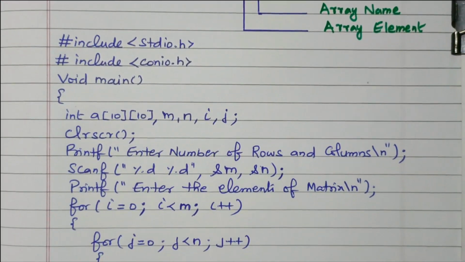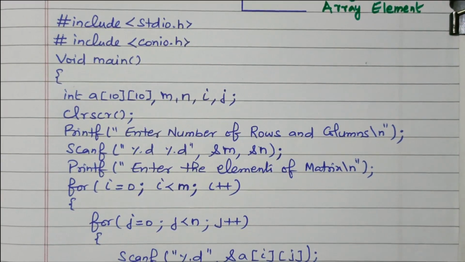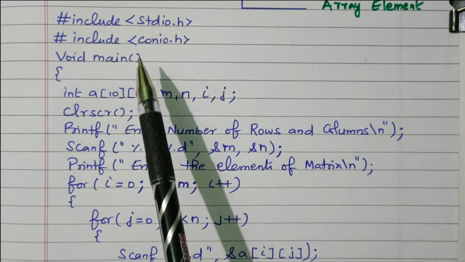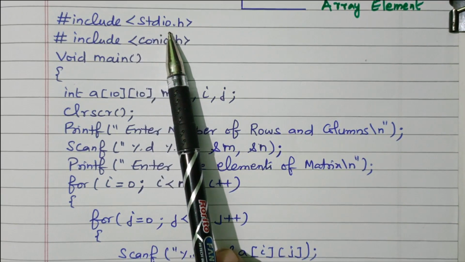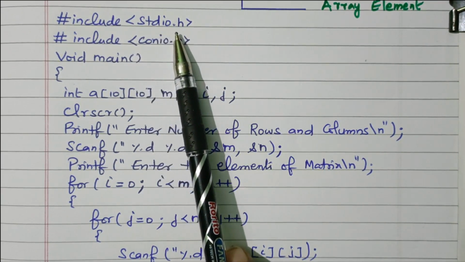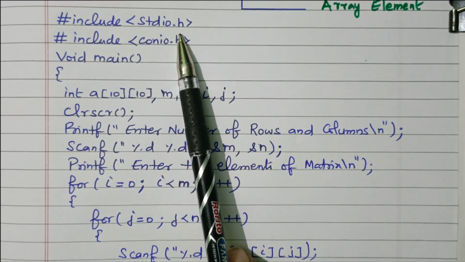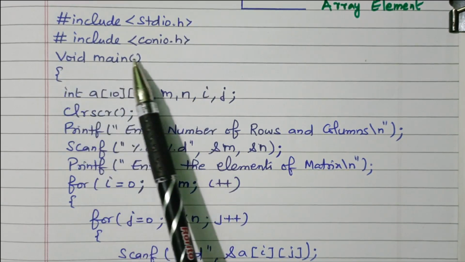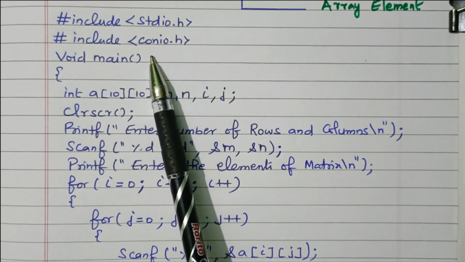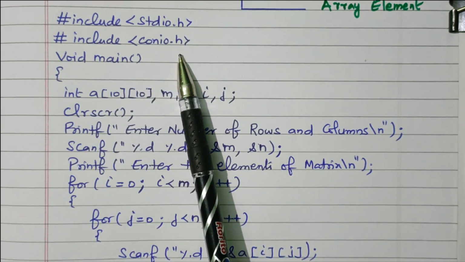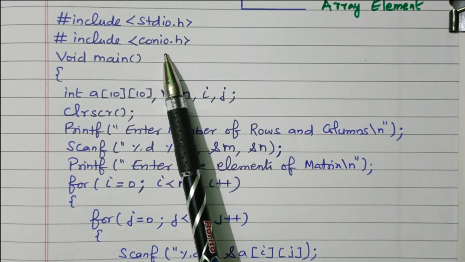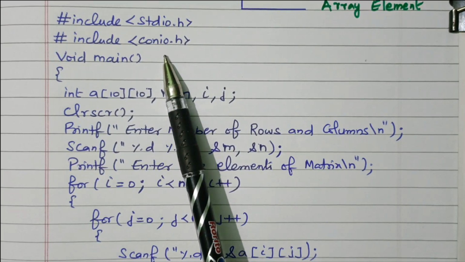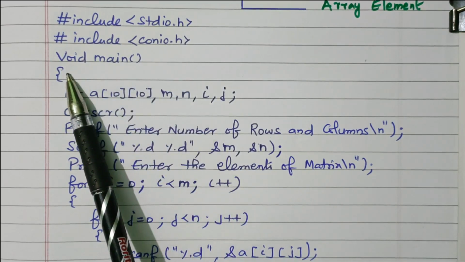First we need to include the header files. Include stdio.h. stdio.h is nothing but standard input output. Here we are using printf and scanf. Then include conio.h, console input output header file. That is used for clear screen and getch. Right. Now we'll start the main program.